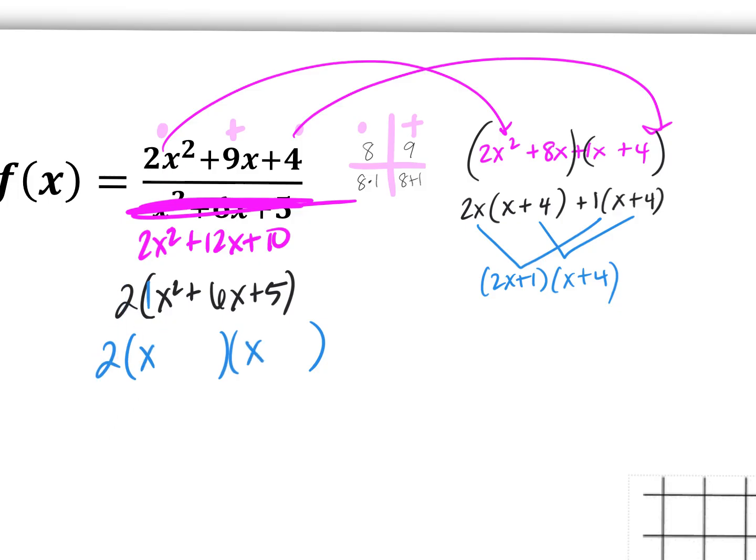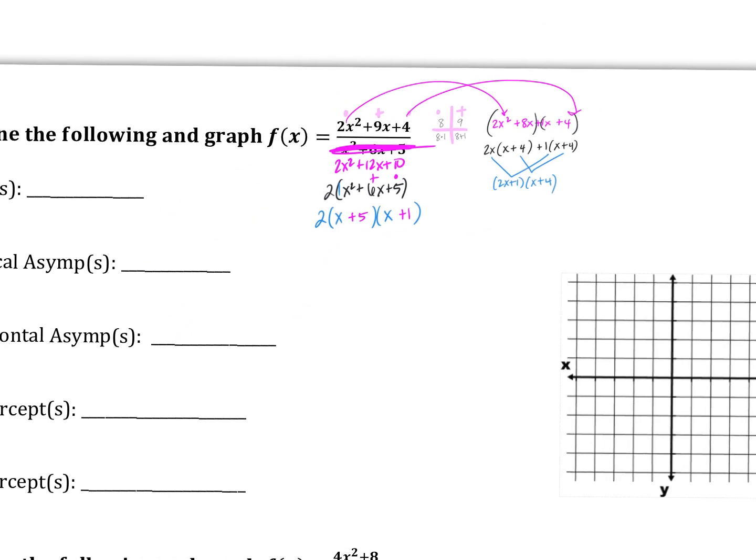If I get to toot, what multiplies to be 5 adds to be 6? 5 times 1 is 5. 5 plus 1 is 6. And I get to jump to x plus 5, x plus 1. So good, Mary.